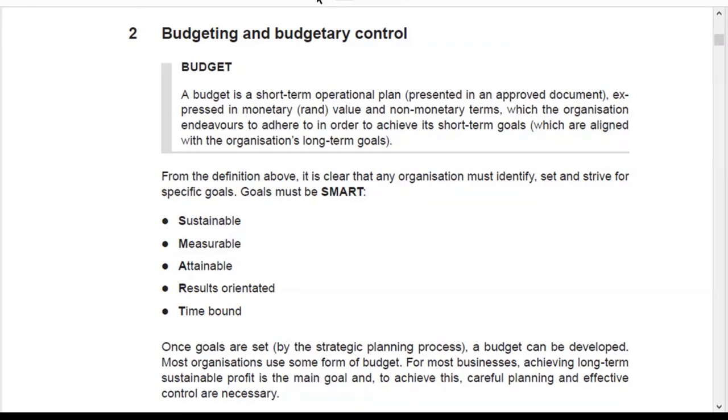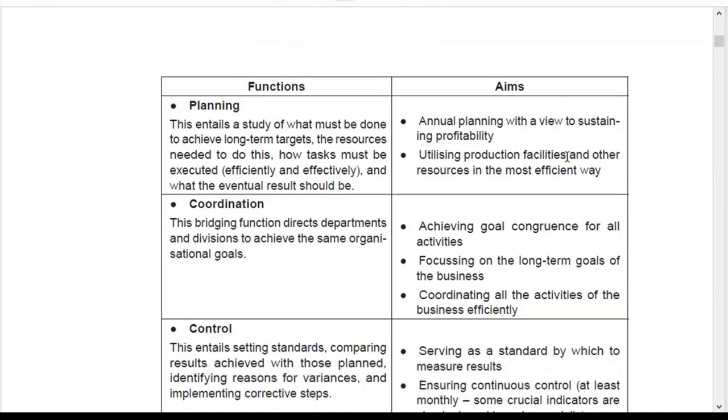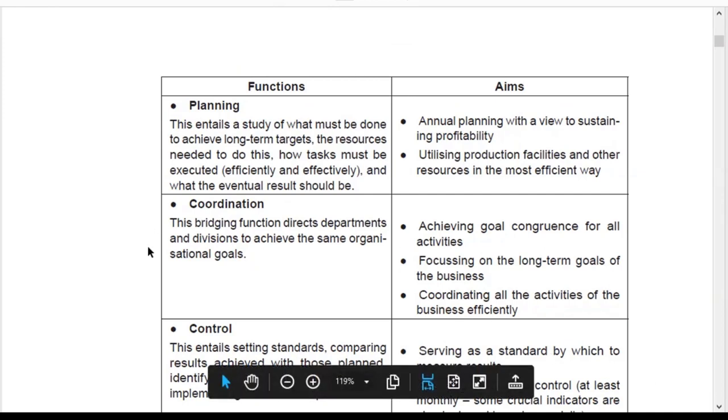Then once you've increased your income, you say, do I still live the way I used to live when I was getting less? Or can I afford a bit more, but I don't want to get to a stage where I don't have money? So those questions are around being smart, right? Sustainable, measurable, attainable. We've spoken about this. So it's a bit of theory.